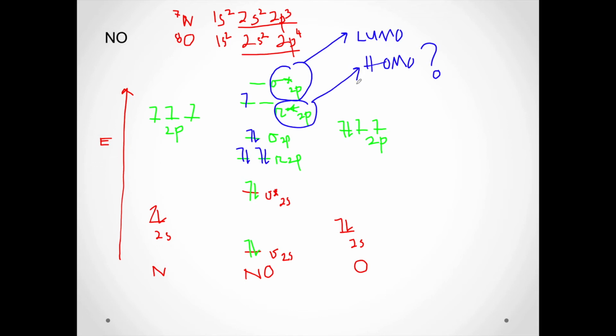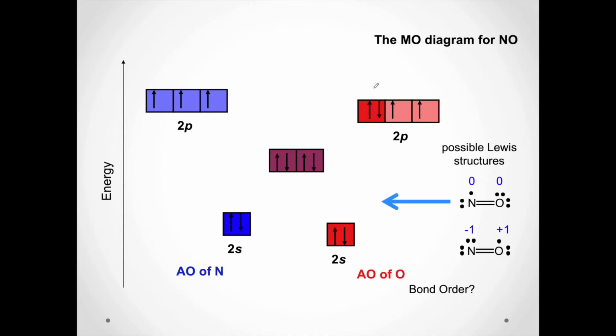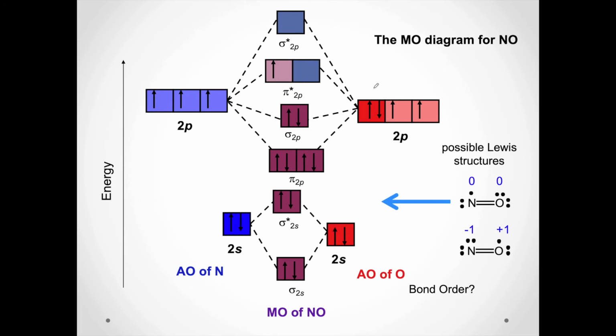So what is the diamagnetism? Okay, it's hard to write this. What is the magnetism for this NO? Para or diamagnetic? The answer is paramagnetic, 1 unpaired electron. So this is the molecular orbital diagram for NO.